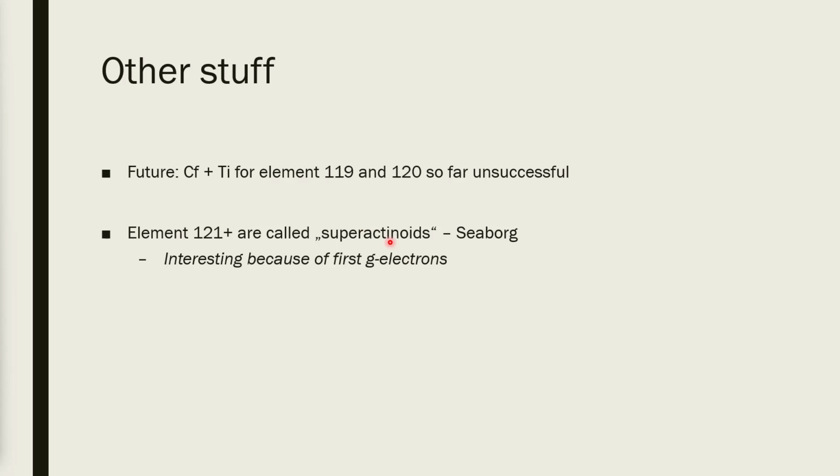Anything past element number 121 are so-called superactinides. This name was also suggested by Glenn T. Seaborg, and it's interesting for chemists because there should be the first G electrons introduced. However, as we can see from other lanthanides, they don't quite obey this rule. So it could be that element number 121 does not have any G electrons, as we can see from thorium, for example.